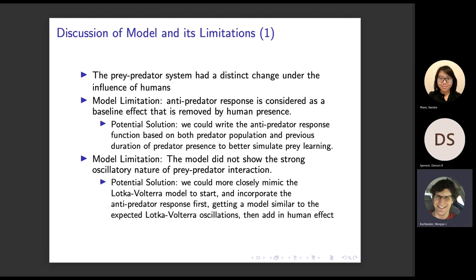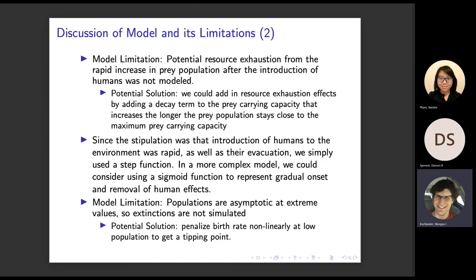Another model limitation was that we did not show the strong oscillatory nature of pred-prey interaction in here. And we figured that we could more closely mimic the Lotka-Volterra model to start and incorporate the anti-predator response first. So we could get a model more similar to the expected Lotka-Volterra oscillations and then add in a human effect. So we could get something more along the lines of what we expected.